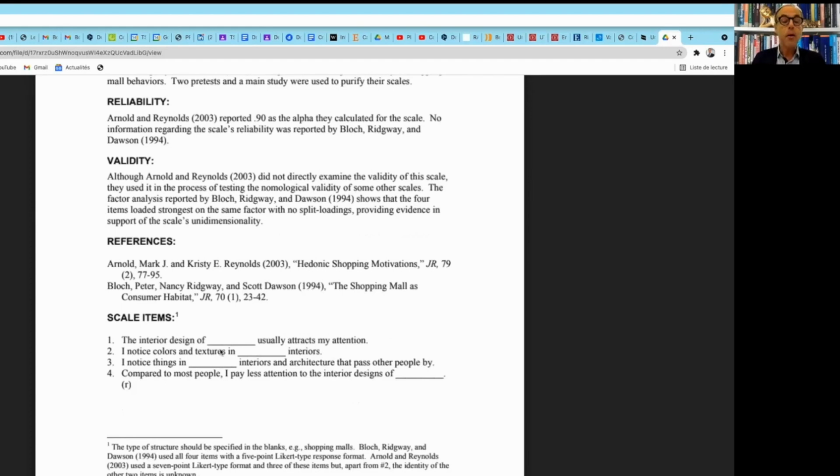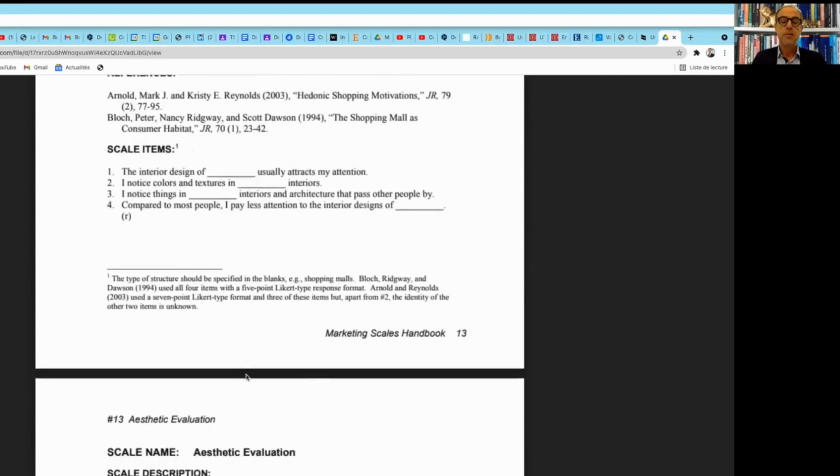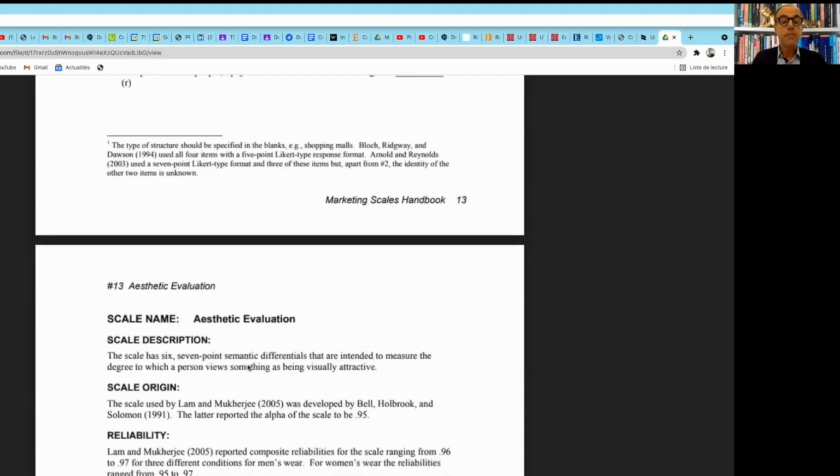So this is rather more for the interior design of a store: "The interior design of store one attracts my attention." "The colors in the interiors attract my attention." So the scale is perhaps not really well fitting, but in any case, we could adapt. We could say, instead of saying the interior design of, the design of the chatbot attracts my attention. I notice that the colors are attractive. I would say that this scale is perhaps not the best one.